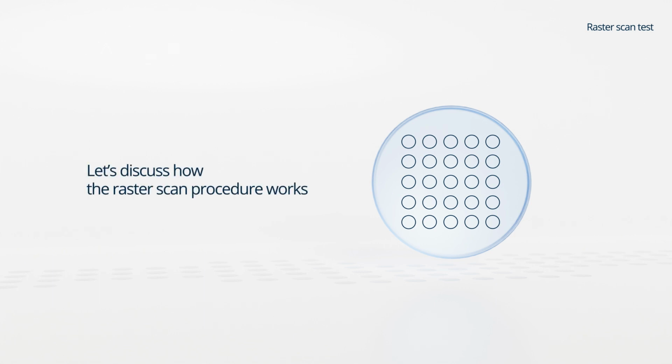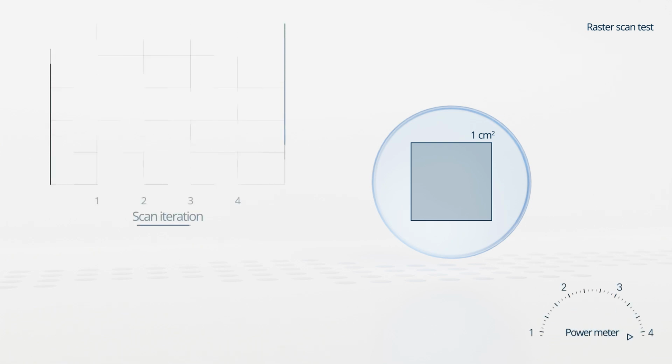Let's discuss how the raster scan procedure works. A significant part of the optic must be considered for testing. Usually a 1 cm square is used, if not insisted otherwise. The intended test area is then mapped by a microscope in order to document all the apparent defects prior to laser exposure. Next, the laser is set to a low starting irradiation level. Power is usually monitored by the power meter. Let's mark the fluence level on the x-axis.